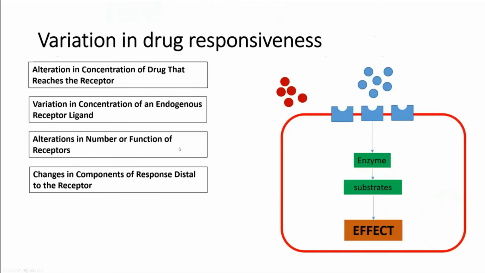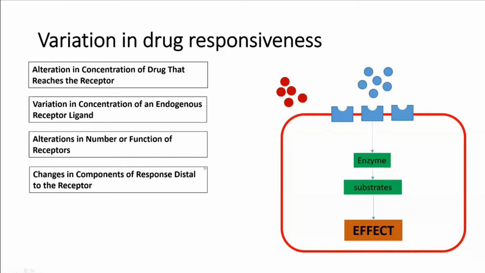So here's variation. They're all four listed. And here's the basic diagram showing drug responsiveness. In the red, you have the drug. The blue is the endogenous ligand. If you change the concentration of the drug and increase it, yes, it'll have more of an effect. So the amount that gets to the cell is affected by metabolism or gut biome, plasma protein binding, etc. Then there's variation in concentration of endogenous receptor ligand. If the blue is increased, then the red is not going to have as much of an effect, and the drug responsiveness will be lower.